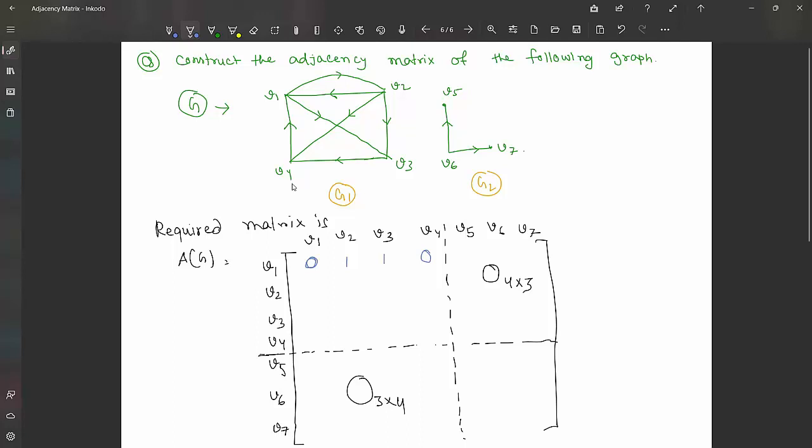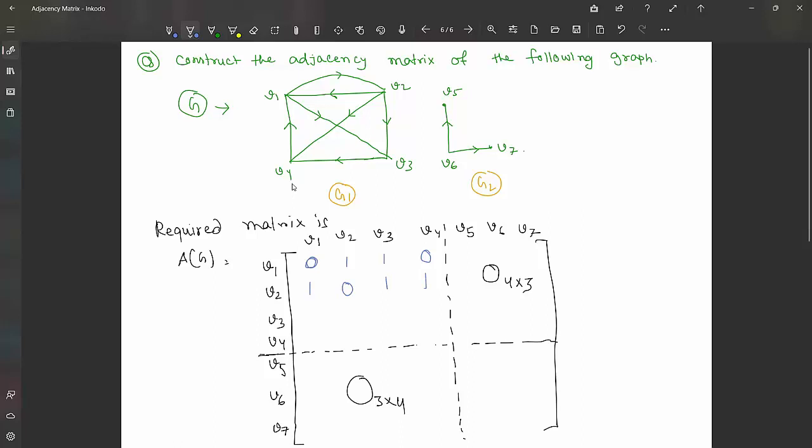Then comes V2. So V2 to V1, this is the line. So V2 to V1, we put 1. V2 to V2, no self loop, so we put 0. V2 to V3, there is one line, this is the line. So V2 to V3, we put 1, and V2 to V4, this is the line. So V2 to V4, we also put 1.